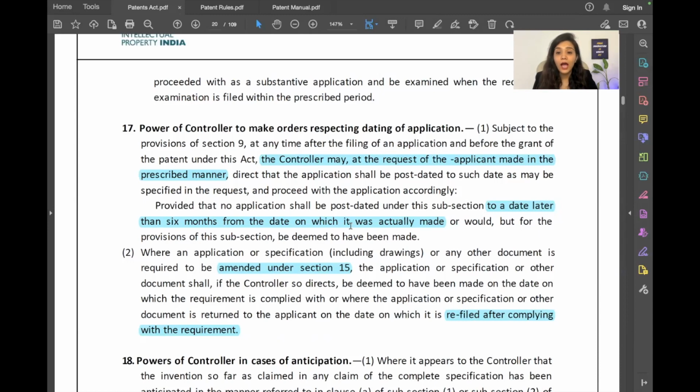And who can file? The applicant can file this request, and based on that request only, the controller will post-date the application. So post-dating means it will shift the priority date of your application, provided that no application shall be post-dated under this subsection to a date later than 6 months from the date on which it was actually made. So if you have filed your application on a specific date, by what time can you shift the priority date? You can shift the priority date by 6 months. You would not be able to shift it any further.